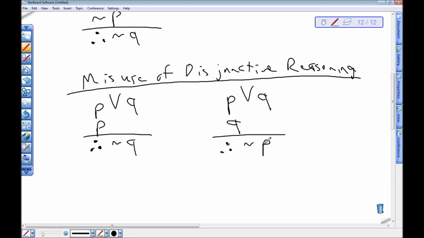Okay, again, these are not the only types of invalid arguments. They're not the only form they take. You can always check to see if an argument is valid or invalid using the truth table. But if you notice that your argument is of one of these three types, then you know right away it is invalid.